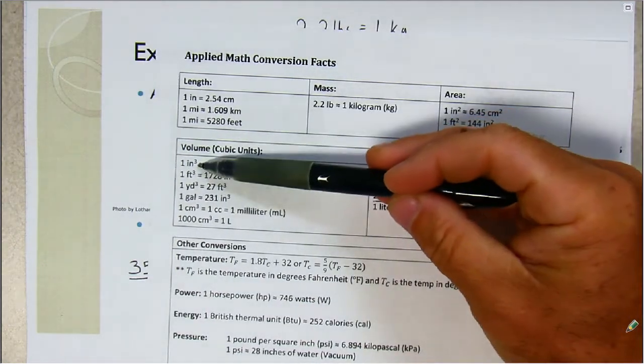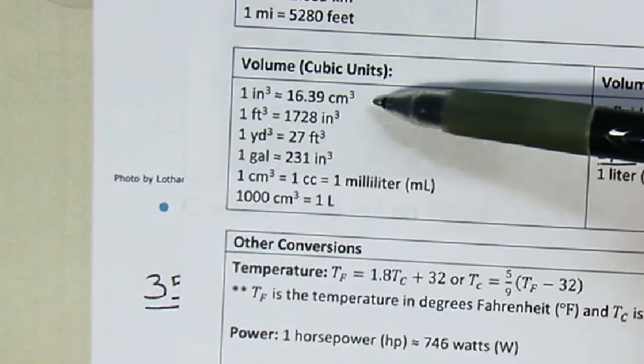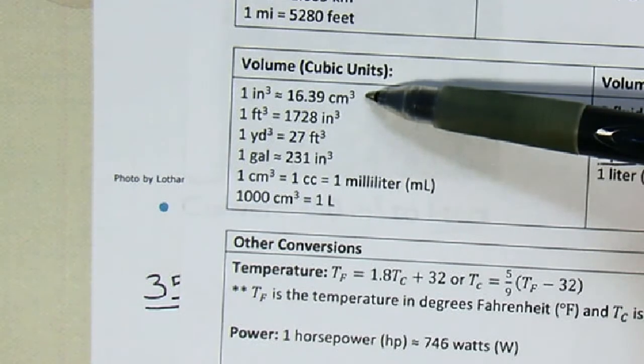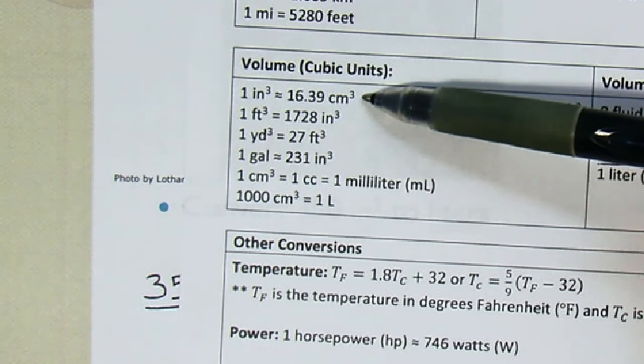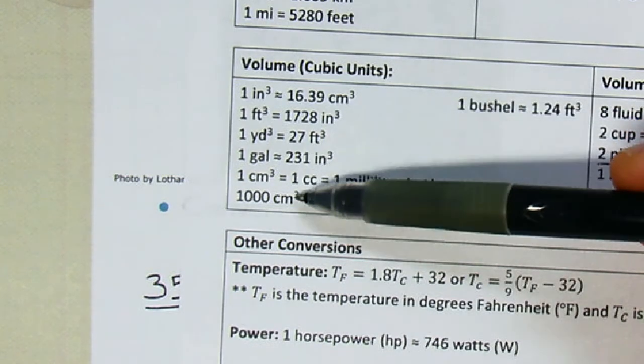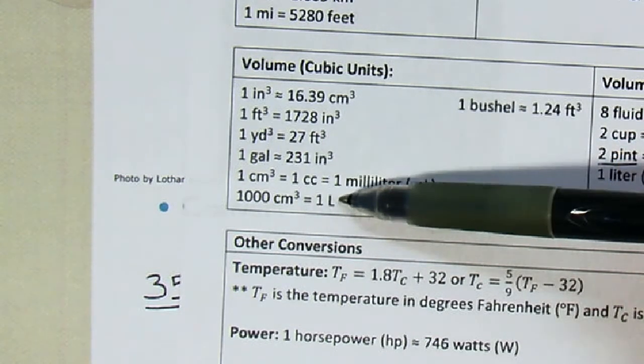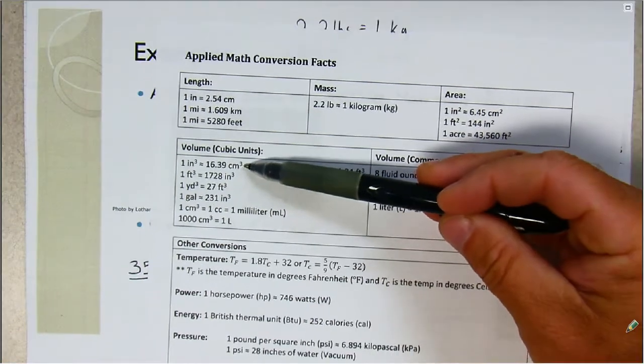We're going to trade cubic inches in for cubic centimeters, also known as cc's. A lot of engines are measured in cc's or cubic centimeters. And then we can trade in cubic centimeters for liters. So we're going to do this in two parts.